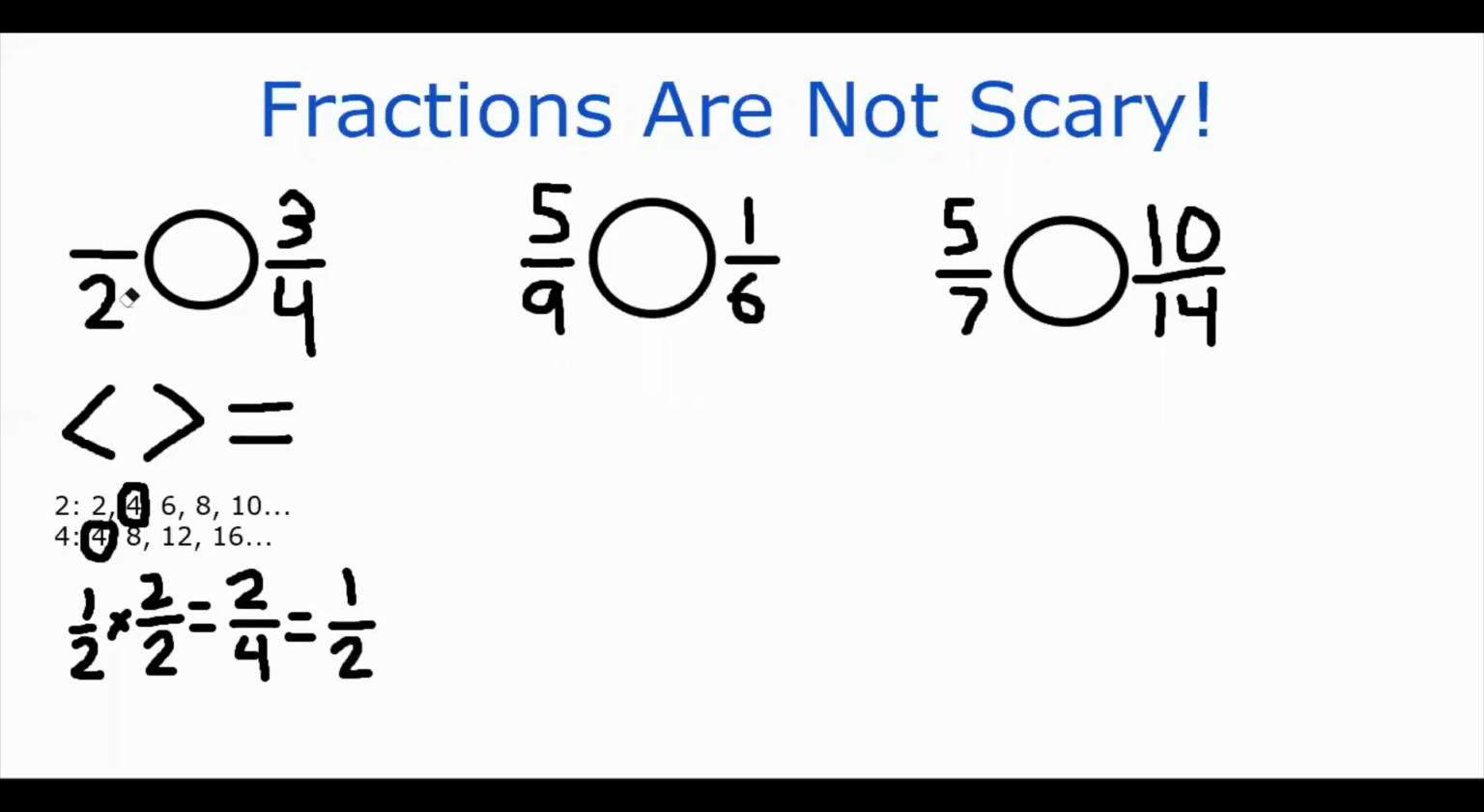So what I'm going to do is go ahead and rewrite this as 2/4. And since the denominator, the bottom number, is the same, to figure out which one's larger, I'm just going to compare the top numbers or the numerators. So we know that 2 is less than 3. So what that means is 2/4 is less than 3/4.